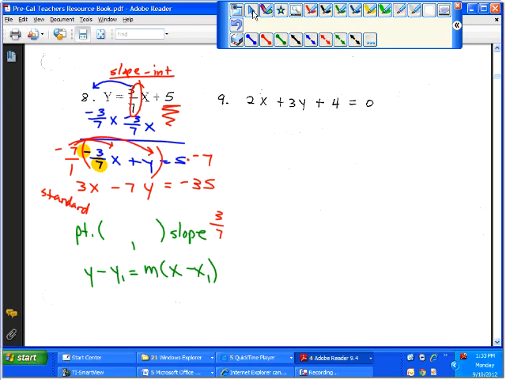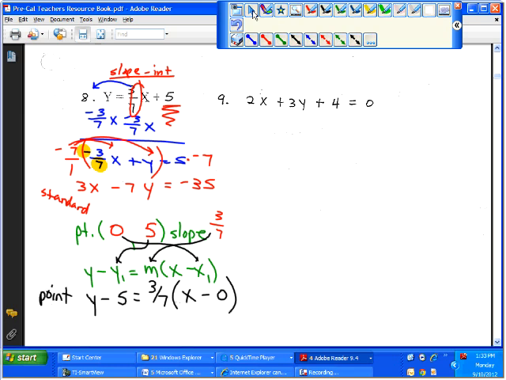That plus 5 is the y-intercept, which is the value of y when x is 0. So we write the y-intercept as a point. And then we put the y of the point in place of y, slope in place of slope, x in place of x, direct substitution. y minus the y of 5 equals slope 3/7 times x minus the x of 0, and that's it in point slope form.